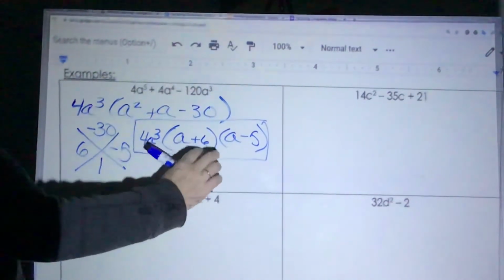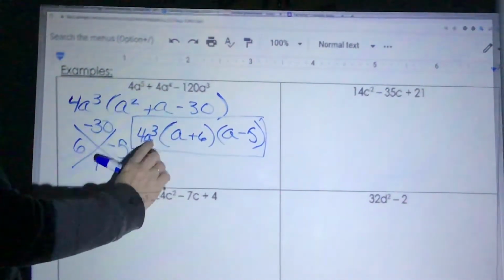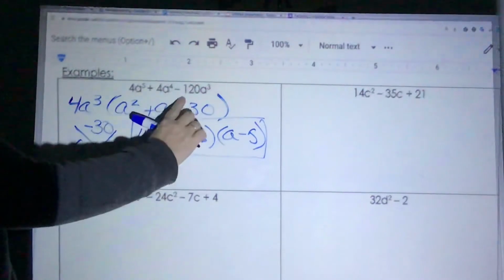If you multiply these two together and then multiply by this, you would be back at this.